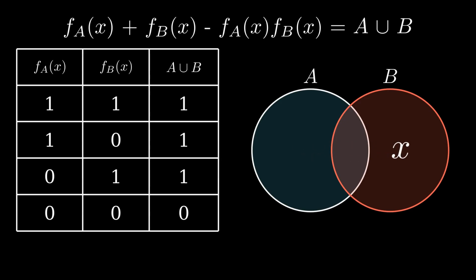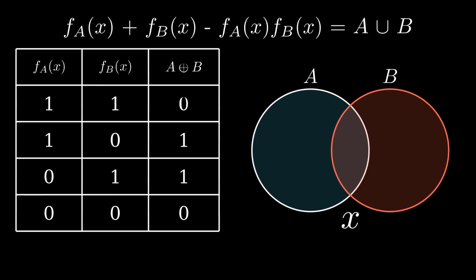Likewise, if x is only in B, the second part of the formula goes to 1 and the rest goes to 0. Now, if x is in both A and B, all three parts of the formula go to 1, and then it becomes 1 plus 1 minus 1, which is still 1. And finally, if x is in neither A nor B, then everything goes to 0, and we know x is not in A union B.